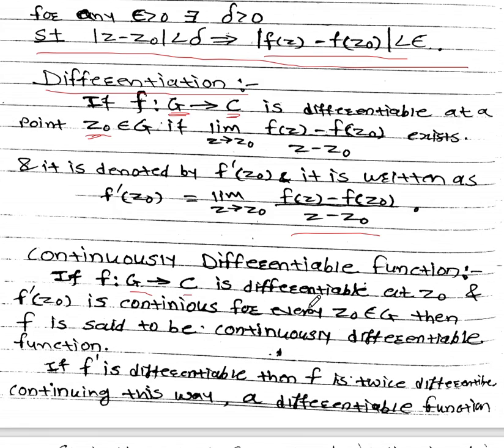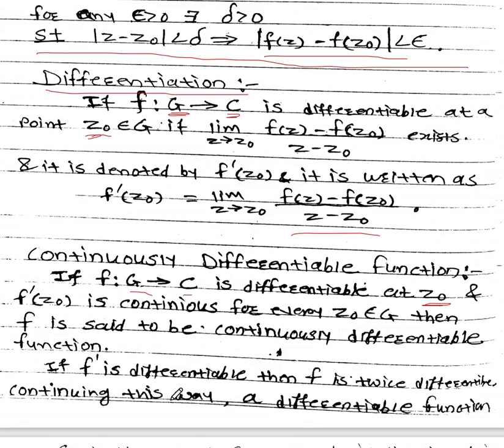That is, if f of z is a differentiable function at a point z0, and f dash of z is continuous for every z0 belonging to G, at every point where f of z is differentiable, then that function f is said to be a continuously differentiable function in that region in the complex plane C.